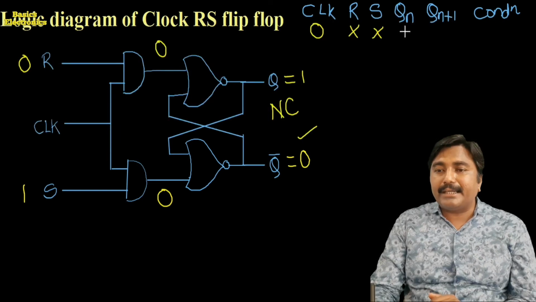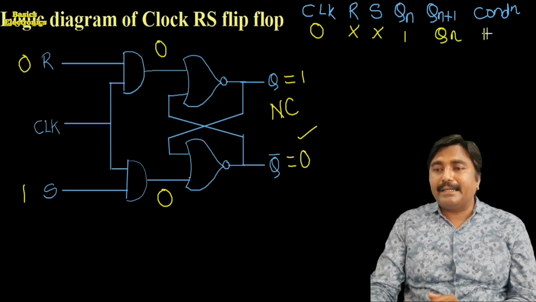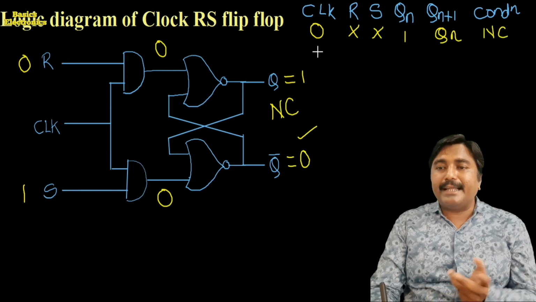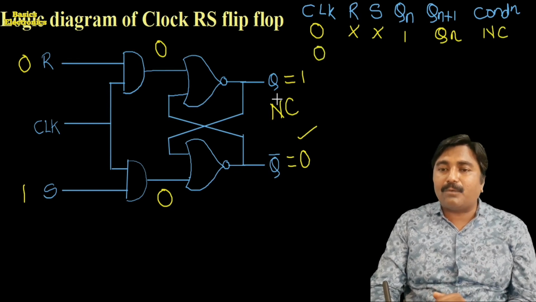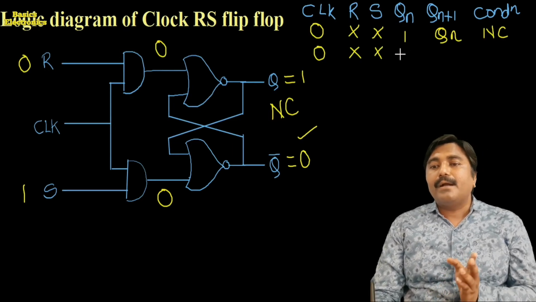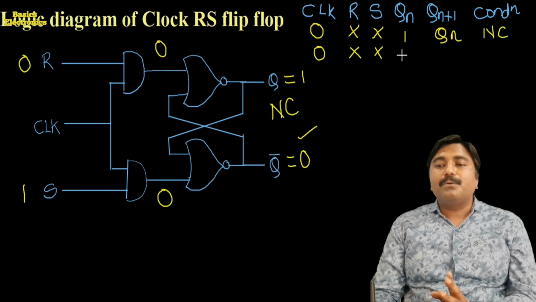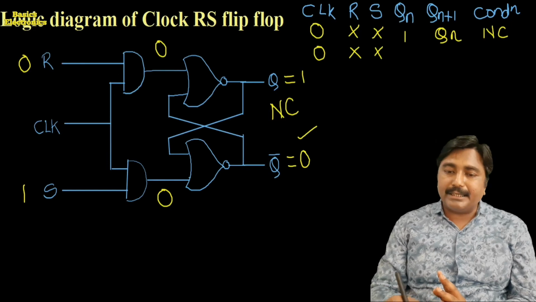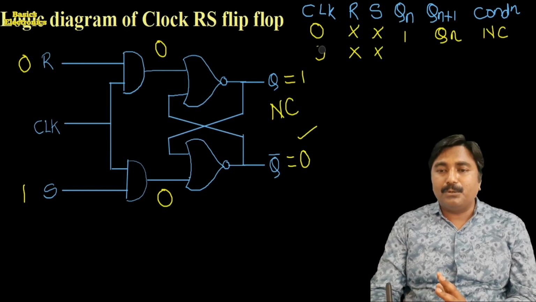If the output state is high, then we can write it as Qn, and the condition is the no change condition. In the next step, when the clock pulse is equal to 0, then whatever the value of these two, if the flip-flop output Qn is equal to 1, then it remains in the no change condition.